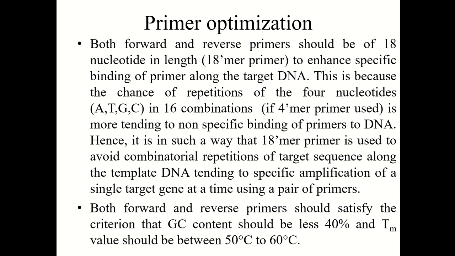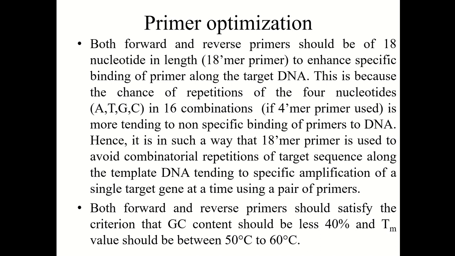Say for example, a 40 degrees C TM value for the forward primer and a 60 degrees C TM value for the reverse primer may not give an average annealing temperature, because these two primers are not at all pairing, not at all falling within the optimum TM value as well as annealing temperature. If there is a mismatch in the annealing temperature or TM value, then simultaneous annealing of forward and reverse primer to the DNA is not possible.